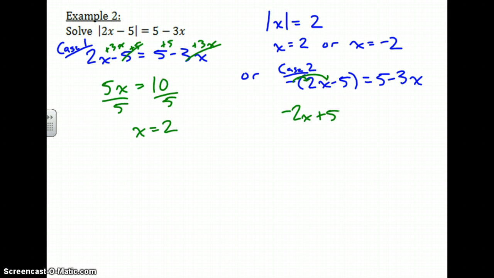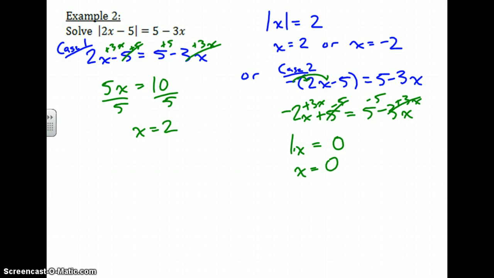Over in this case, first step I have to distribute this negative, so I get negative 2x plus 5 equals 5 minus 3x. Okay, now I want to just isolate the x again, so bring all the x's to one side. So that gives me 1x, and get all the numbers to the other side. So I get 1x equals 0, so x equals 0.